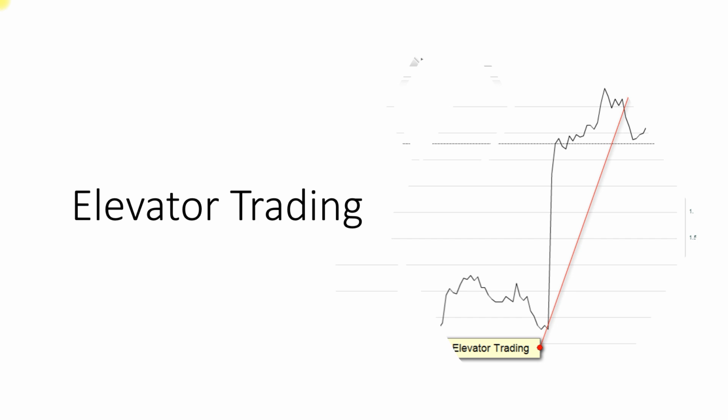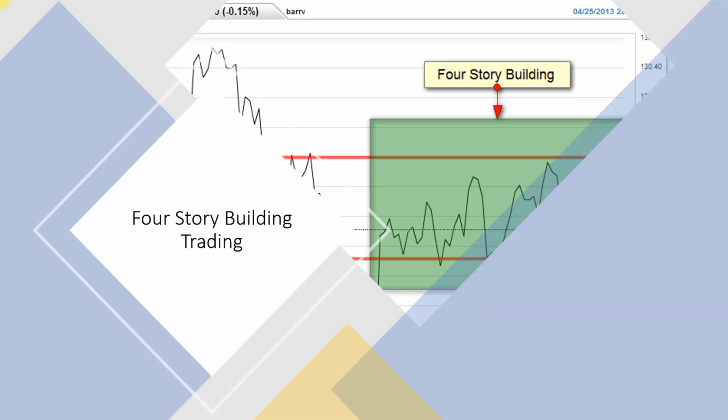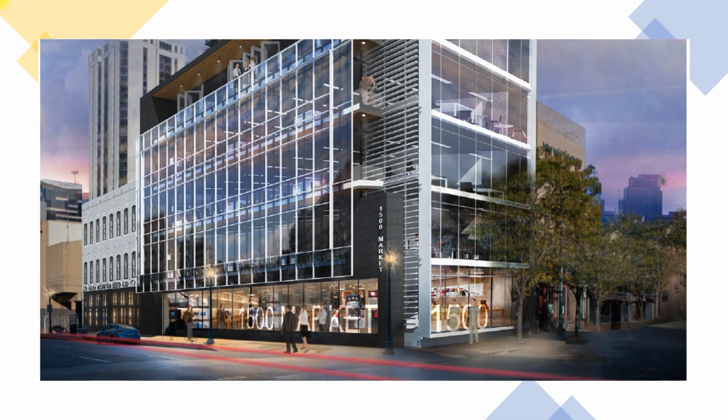But you have things like elevator trading or high-rise trading where price soars straight up and keeps going up and then comes down like the floors of an elevator. You have 4-story building trading that we just talked about.